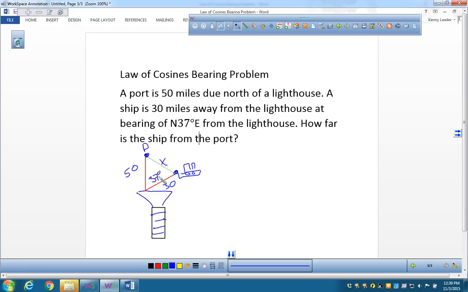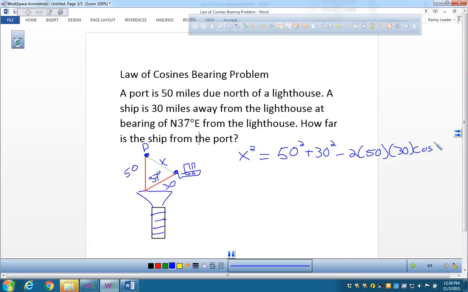So we'll call that x. And again, it's kind of nice to not think about the a squared, b squared. I'm just going to write this equation. x squared equals the two sides surrounding the angle, 50 squared plus 30 squared, minus 2 times 50 times 30 times the cosine of the angle in between, which is 37. Okay? So I don't even think about which is A, which is B, which is C. I just think about which are the sides around that angle. That's easy enough? I'm not going to solve that.